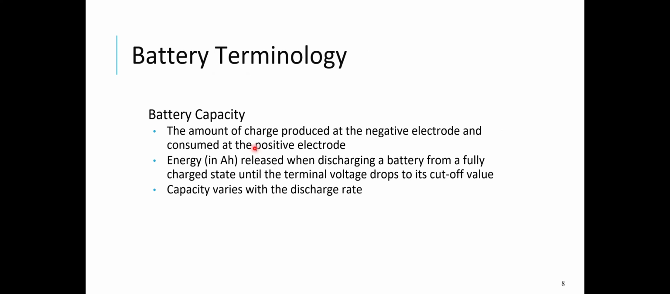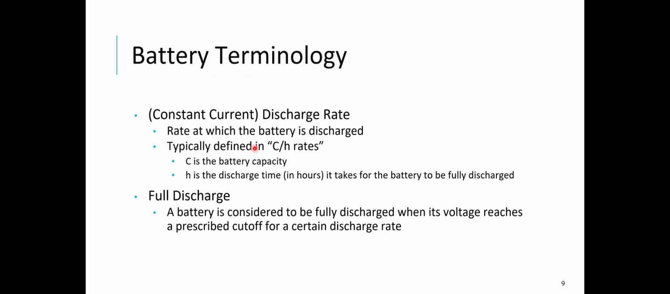All right, so that's battery capacity. A few other terms we want to define is battery discharge rate. So that's the rate at which we are discharging the battery, right? And you typically call it C rates. So where C is the battery capacity, if I have a 10 amp hour battery, C is 10, the battery capacity, and H is the discharge time.